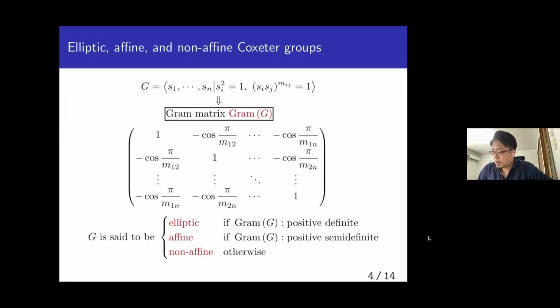By using the signature of the Gram matrix, we can divide Coxeter groups into 3 cases. One is called elliptic: a Coxeter group G is elliptic if the Gram matrix is positive definite, and is called affine if the Gram matrix is positive semi-definite, and non-affine otherwise.